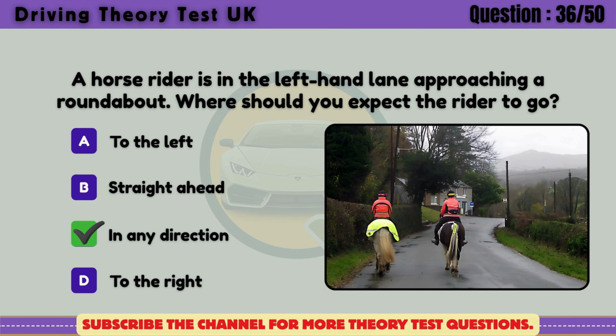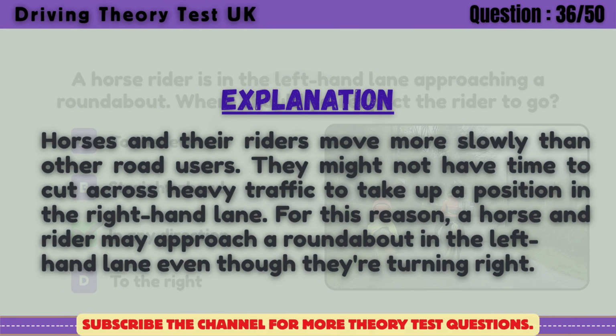Answer is C. In any direction. Horses and their riders move more slowly than other road users. They might not have time to cut across heavy traffic to take up a position in the right-hand lane. For this reason, a horse and rider may approach a roundabout in the left-hand lane even though they're turning right.